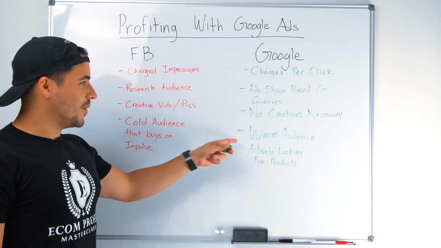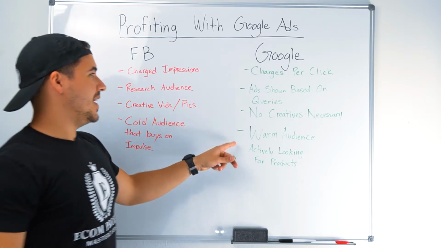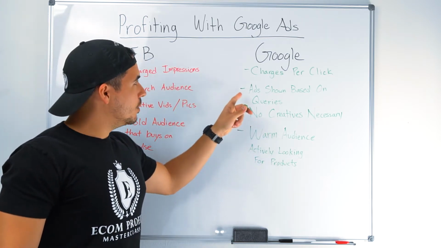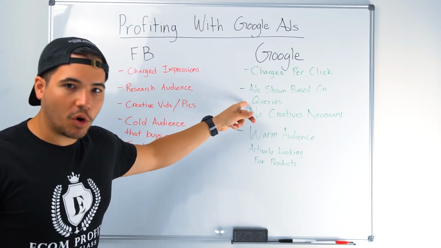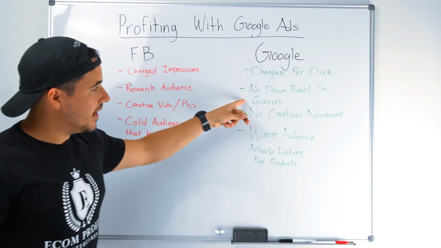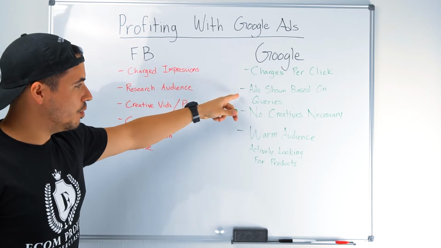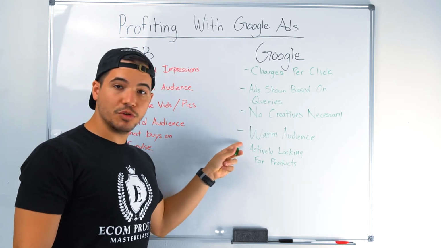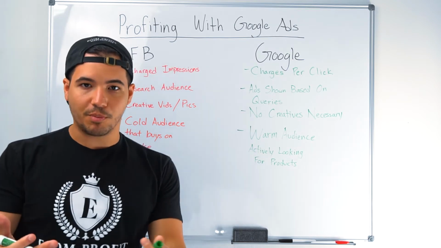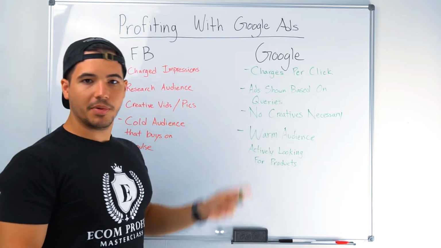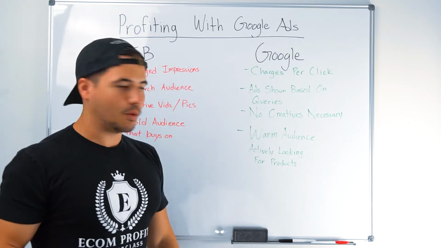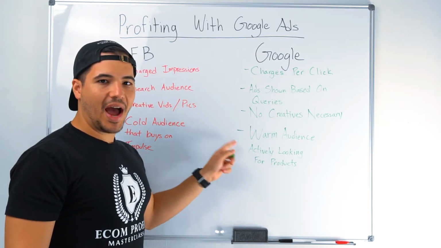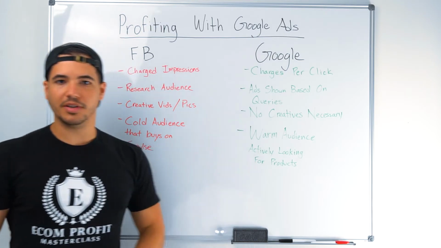Last but not least, probably one of the most important points about Google is the warm audience. Since Google shows your ads based on queries, meaning keywords, it shows those products to people who are already looking for them. You're being exposed to a warm audience. When you pop up, they're like, hey, this is exactly what I was looking for, I'm going to go ahead and buy this. So it's people who are actively looking for the products.